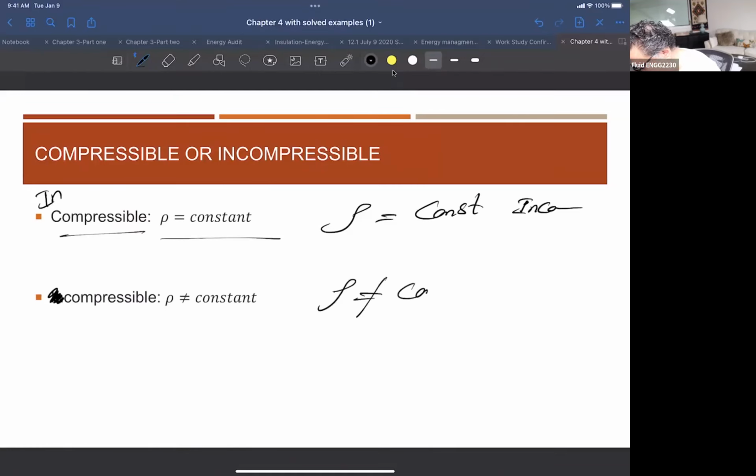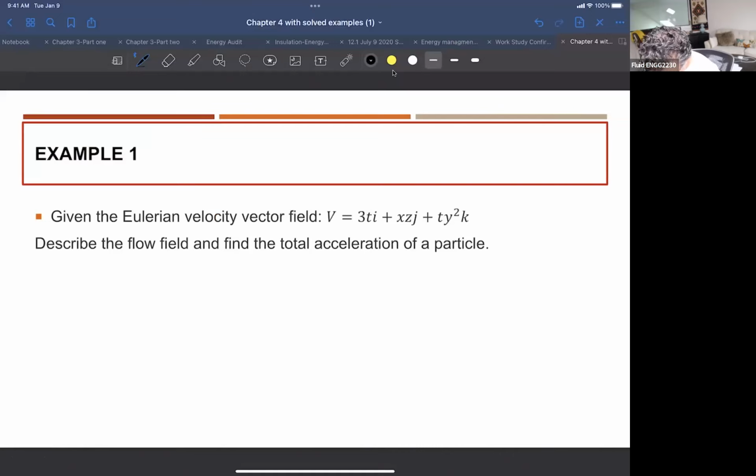Now let's solve this problem together. Given an Eulerian velocity vector, V is given as 3t i, x z j, t y squared k. This is a velocity vector. So this is the vector that we have here. Describe the flow.